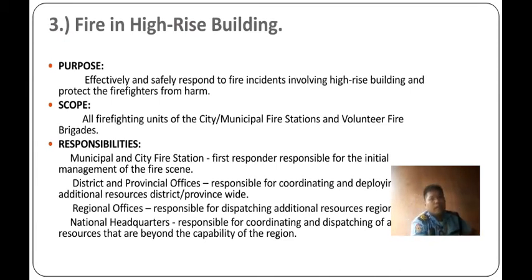Going to number 3, fire in high-rise building. The purpose here is to effectively and safely respond to fire incidents involving high-rise buildings and protect the firefighters from harm. The scope and responsibilities here are the same as number 1 and number 2.